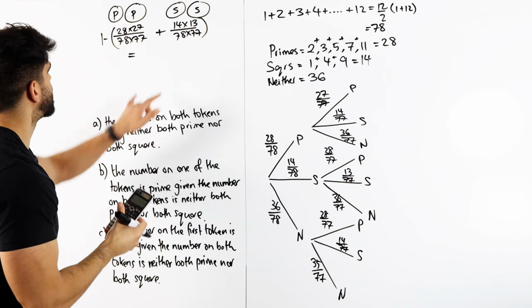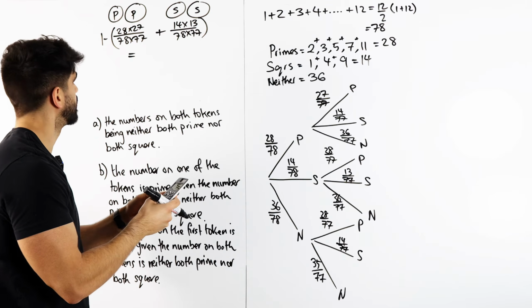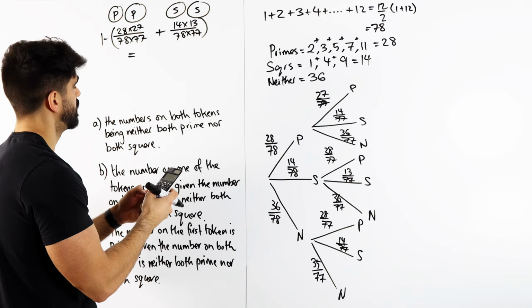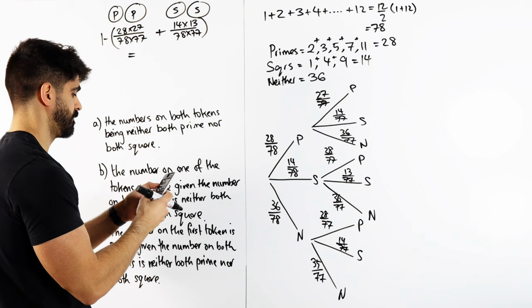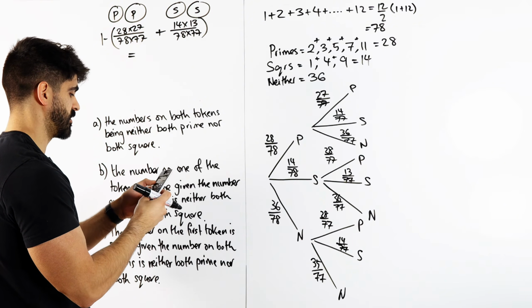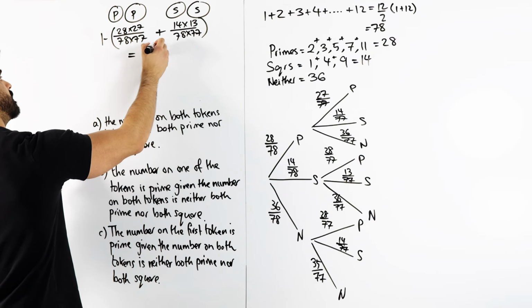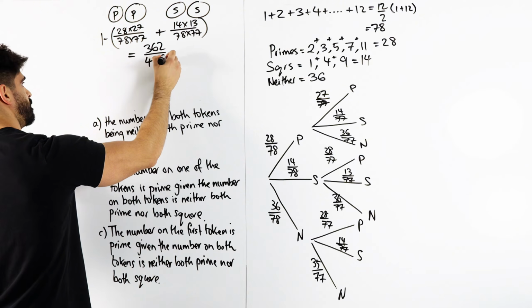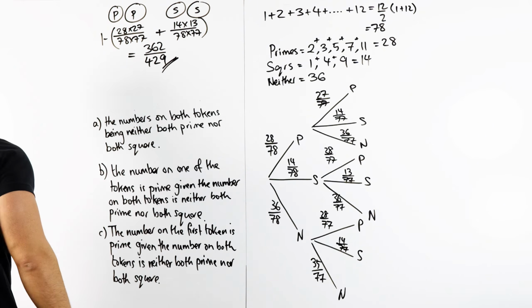Just do it at the same time. These have the same denominator, so you can actually just write that on the numerator. 1 minus, bracket, 28 times 27 plus 14 times 13 over 78 times 77. I get 362 over 429. I'm happy with that. Part B.